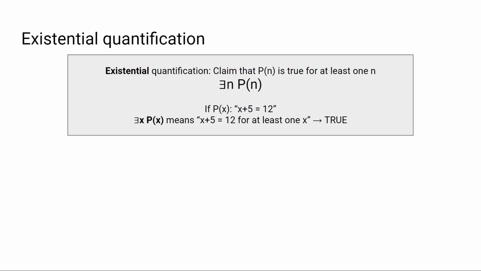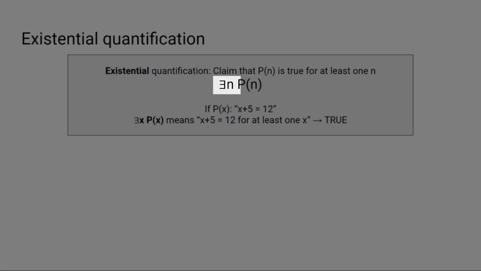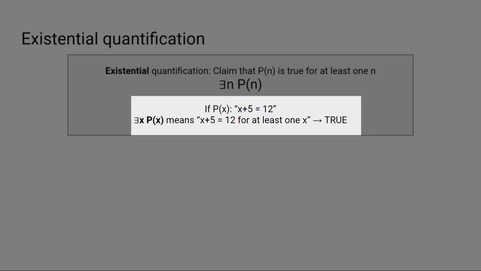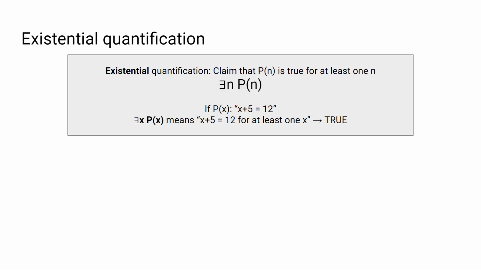We use a special symbol for this too, a backwards E. So this notation means there exists at least one x such that P of x is true. We saw that there does exist an x such that x plus 5 equals 12. So the statement "there exists an x such that x plus 5 equals 12" is a true statement. Remember that the universally quantified version of that predicate was false.